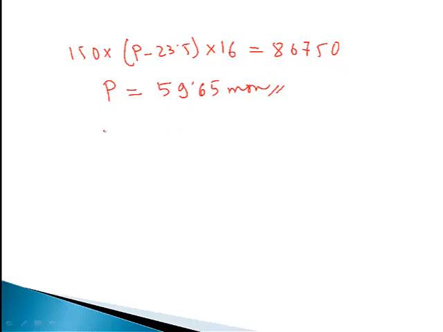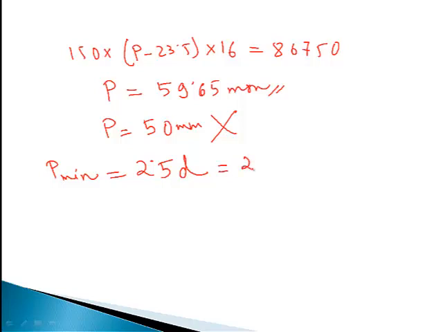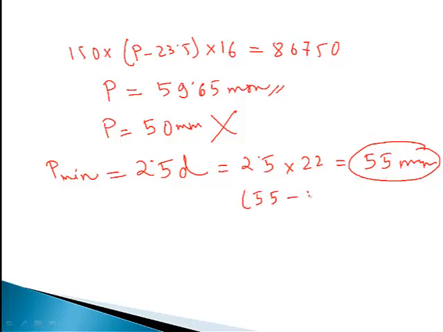Okay. Now what will we assume? If we assume P equal to 50, will it be correct? No, there comes the minimum value of P. If you have seen my previous lecture, you will see that the minimum value of P is given as 2.5 D. So 2.5 D, here D is 22, it's 55 mm. So minimum we have to provide 55 mm, not less than that. Okay, it can be more than that. So you have to take a value between 55 and 59.5. So take P equal to around 55 mm.